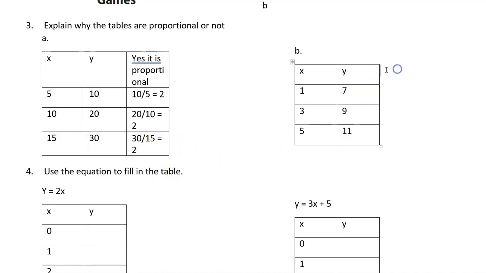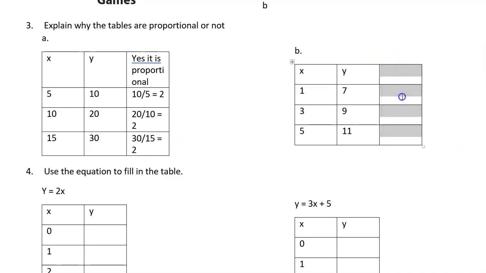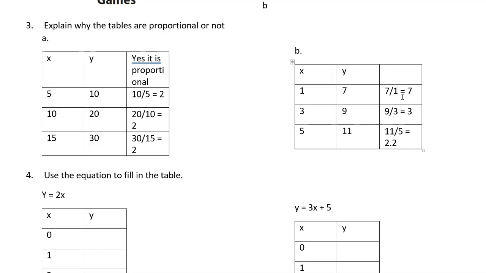Okay, I'm going to do the same thing over here on this one. I'm going to just add another column to the right. 7 divided by 1 is 7. 9 divided by 3 is 3. 11 divided by 5 is 2.2. They are not equal to each other. So because these numbers, y divided by x, are not equal to each other, this is not proportional.